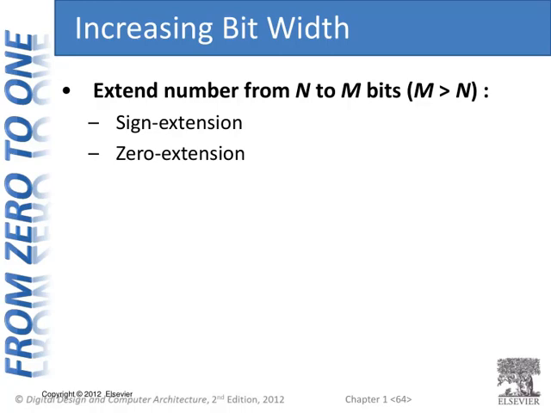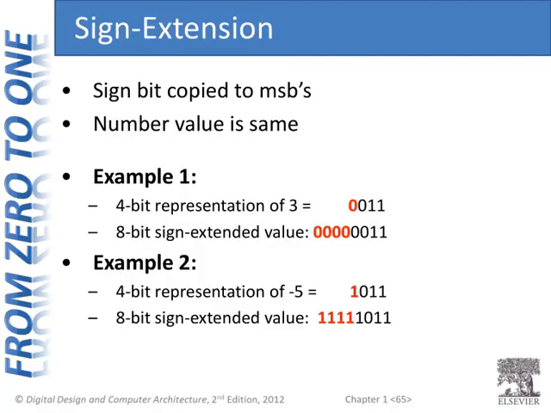Well, how do we extend the numbers from n to m bits? For example, from 3 to 5 bits, where m is greater than n. There are 2 things we could do: sign extension or 0 extension. Sign extension takes the sign bit and copies it to the most significant bits. The number value ends up being the same.